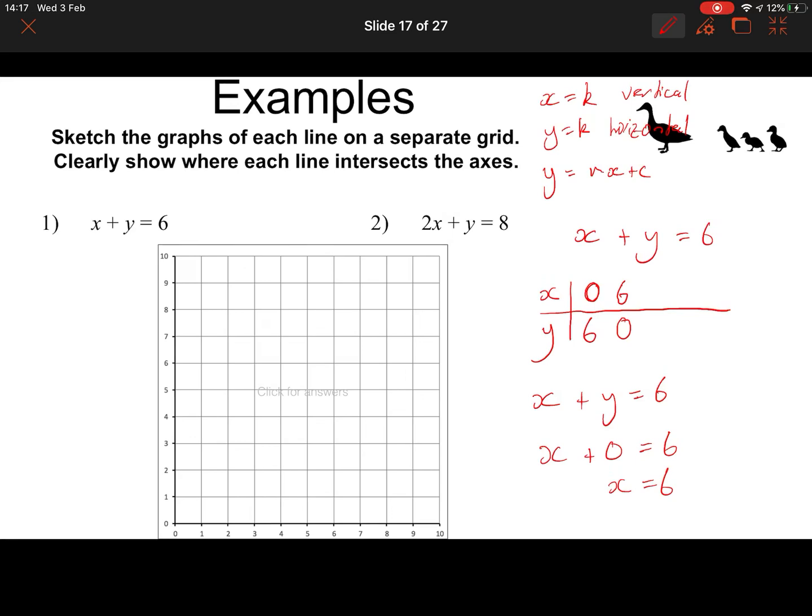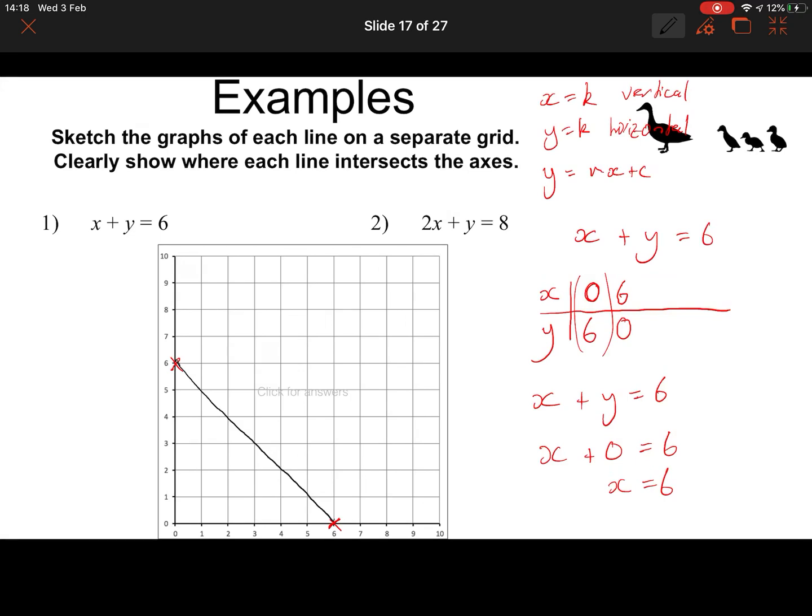What I'm effectively doing is picking the points that cut the x-axis and cut the y-axis. They're the intercepts. So I'm picking one point which is 0, 6, which will be here. And I'm picking another point, 6, 0, which is here. And I know that it's a straight line, so I'm able to just connect them up with a ruler.